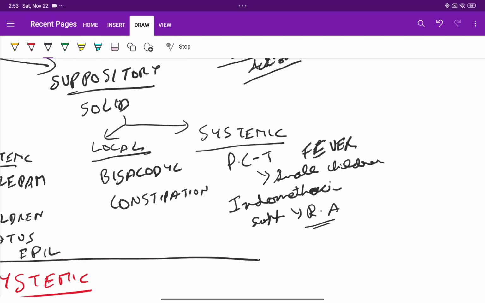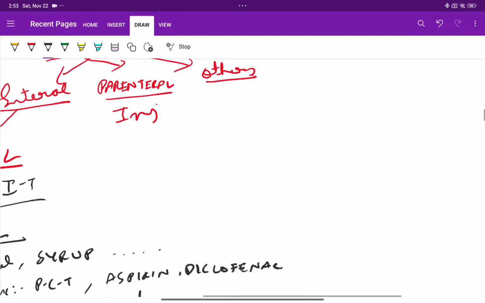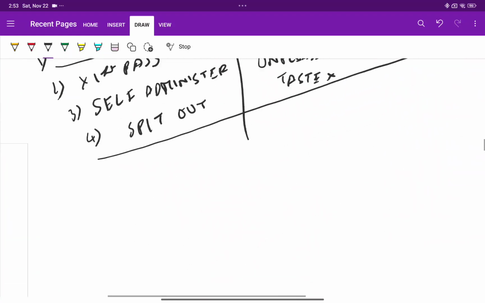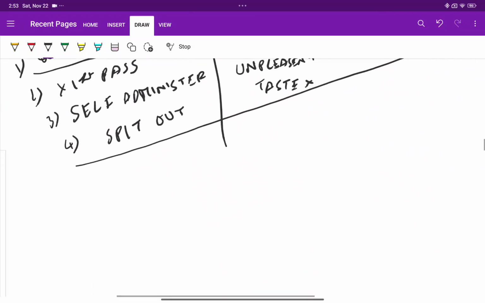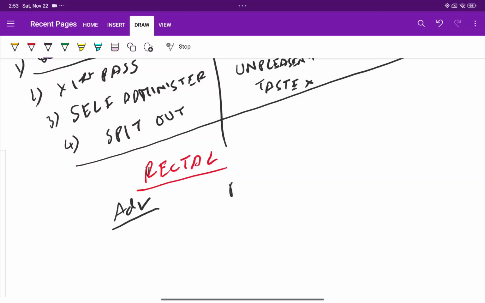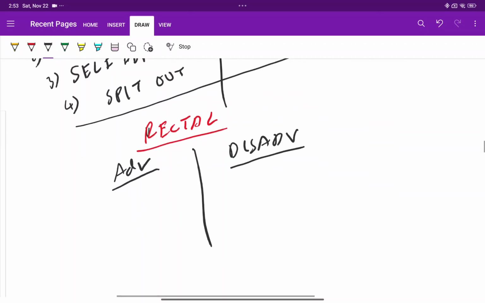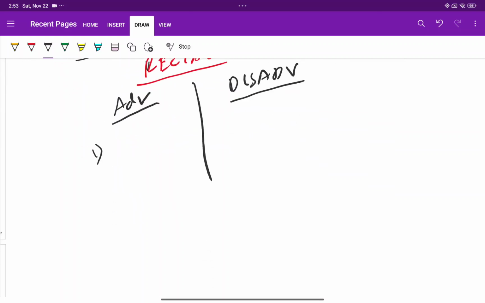Then indomethacin suppository for rheumatoid arthritis. Then let us talk about the rectal route advantages and disadvantages.